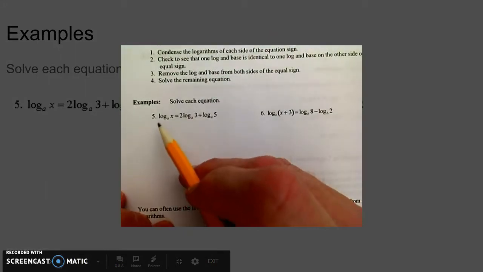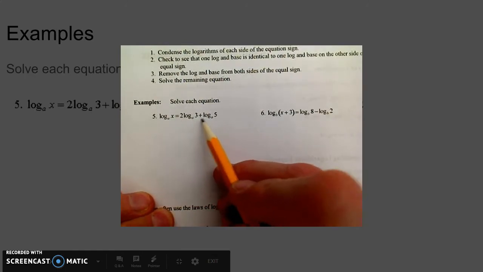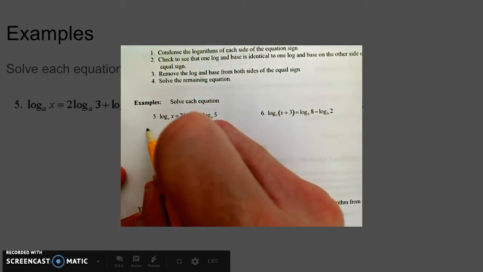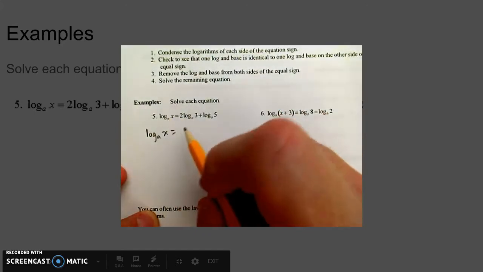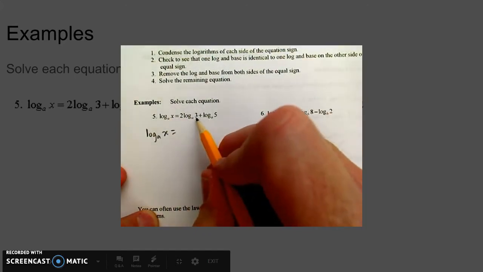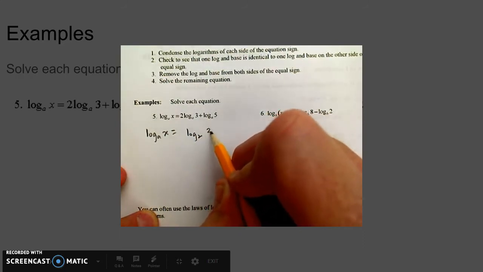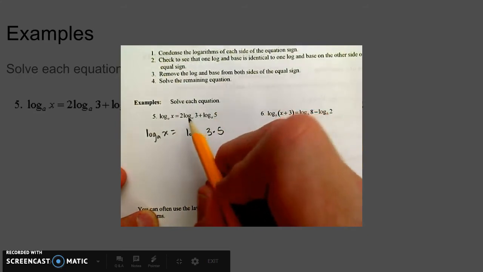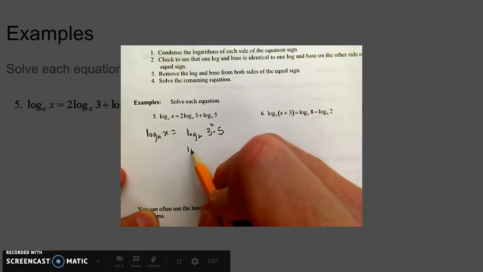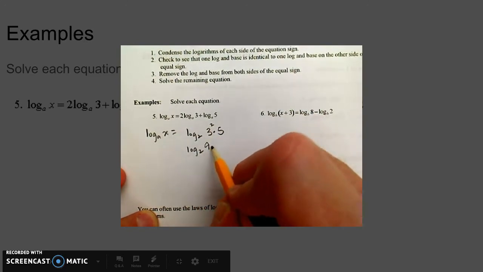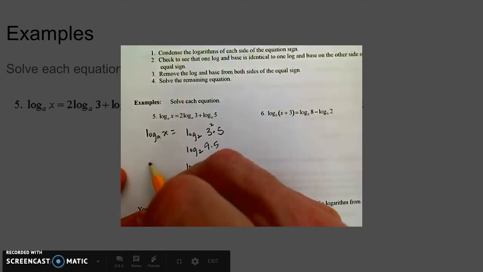So as an example, log base a of x equals 2 times the log base a of 3 plus the log base a of 5. So on the left-hand side, my log base a of x, there's nothing to condense or expand there. I'm good. But here I can see that I'm going to be multiplying my 3 times 5. So it's log base a of 3 times 5. And in addition, this is 2 times the log base a of 3. That's 3 squared. So the log base a of 9 times 5, that's the log base a of 45.